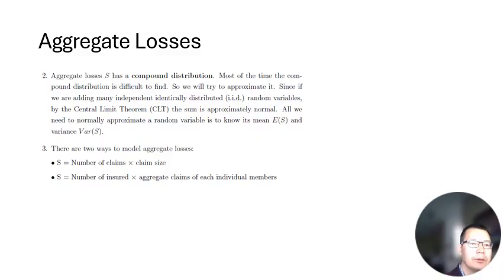And there are two ways to model aggregate loss. One is S equals number of claims times claim size. The other one is S equals number of insureds times the aggregate claims of each individual member. The first one just considers the claims. It doesn't consider any policyholder that doesn't file any claims. It's based on claims. The other one is based on the number of policyholders insured times the aggregate claims of each individual member.